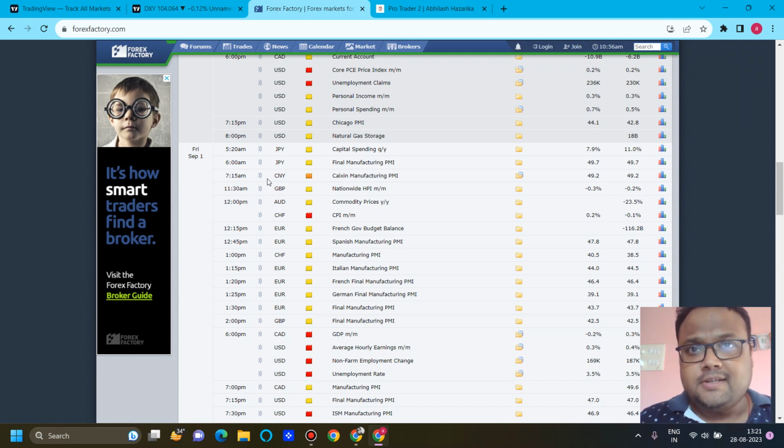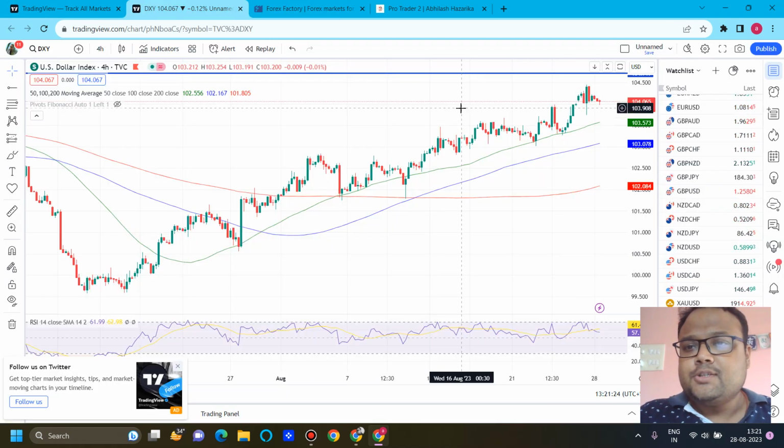Beginners, new traders, do not gamble with your hard-earned capital. We are traders, not gamblers. So that's all about DXY.